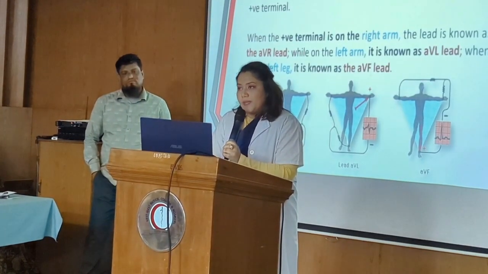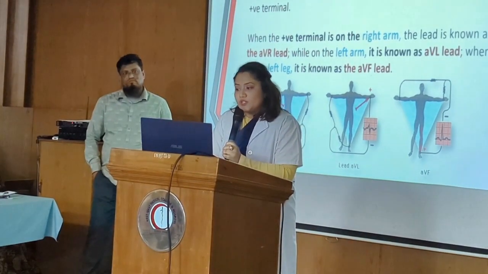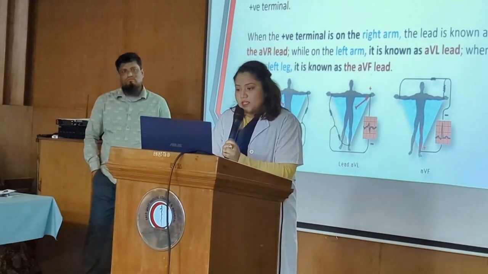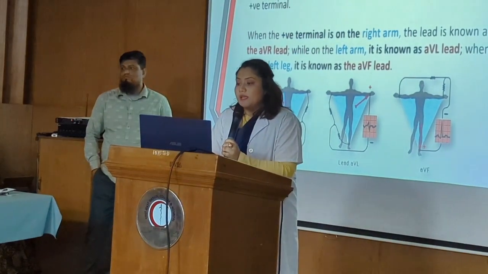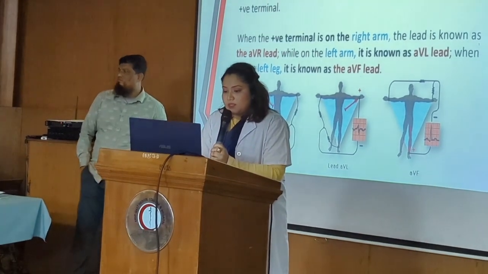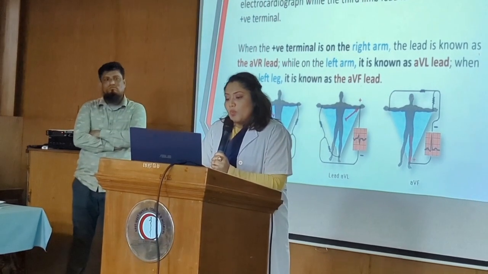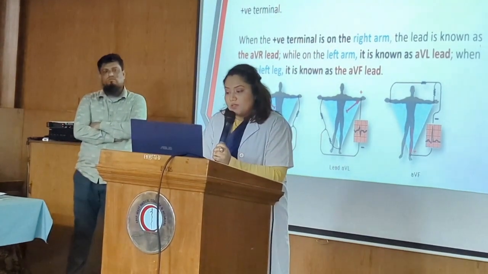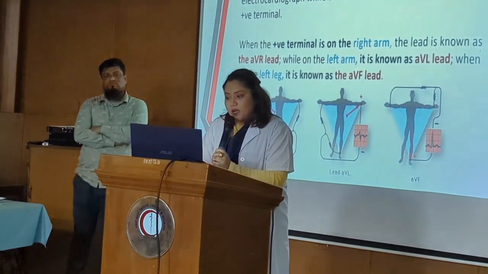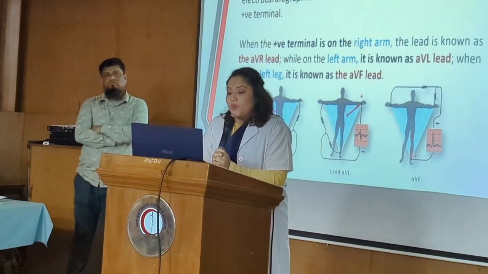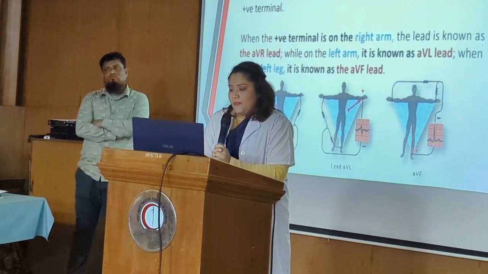Now about the augmented limb leads. When two of the limb leads are connected to the negative terminal of the electrocardiograph, while the third limb lead is connected to the positive terminal, they are known as augmented limb leads. And the figure is showing the augmented limb leads. When the positive terminal is on the right arm, the lead is known as AVR lead. When on the left arm, it is known as AVL lead. And when on the left leg, it is known as AVF lead.